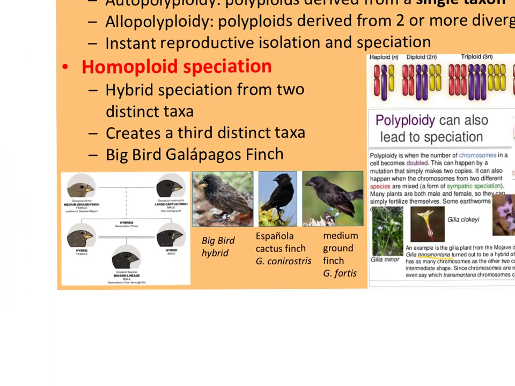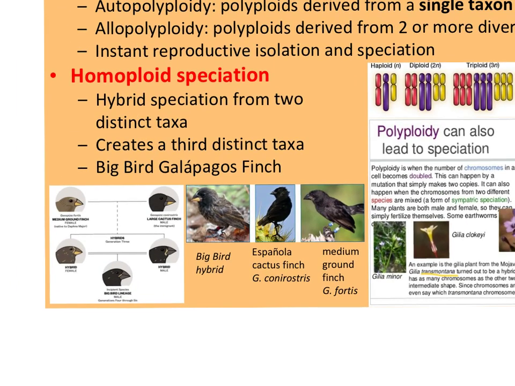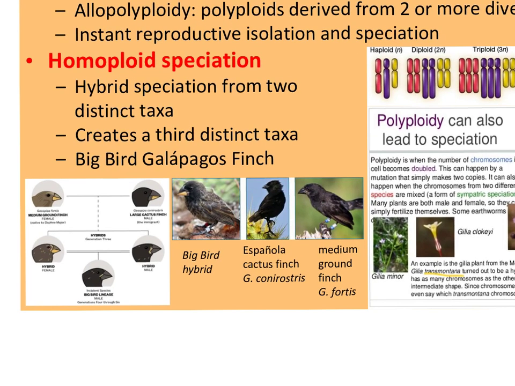Okay, and it's been found in the ground finches on Daphne Major again, and it turns out there's this new hybrid that was discovered 20 years ago that now looks like a separate species. It's much bigger than the 2 ancestral species. So here's the big bird hybrid, and it's actually much bigger than the Espanola cactus finch, and the other one was the medium ground finch.